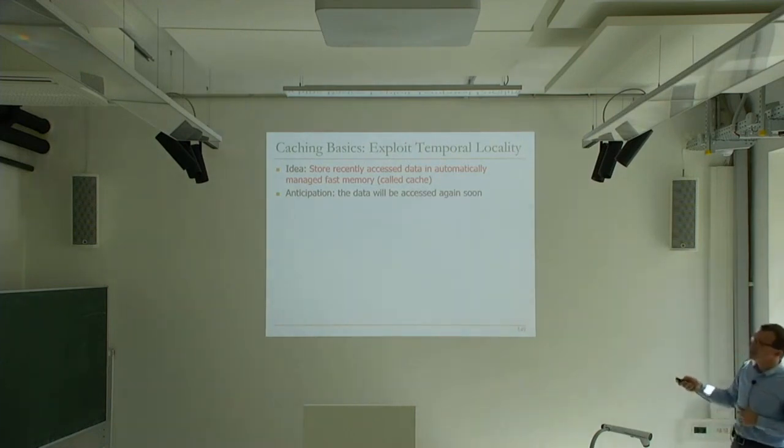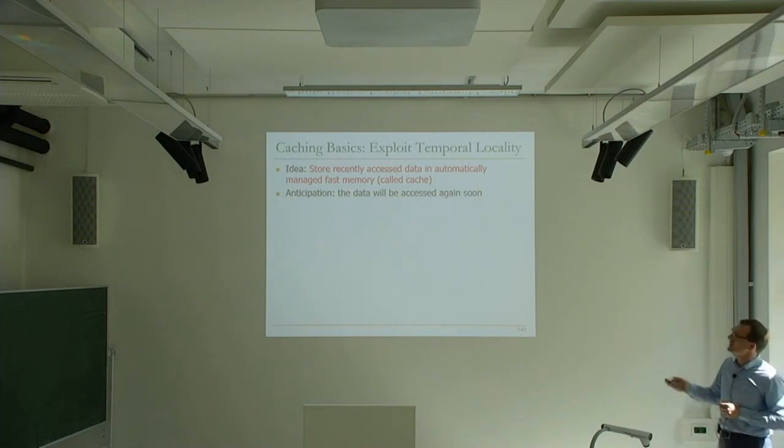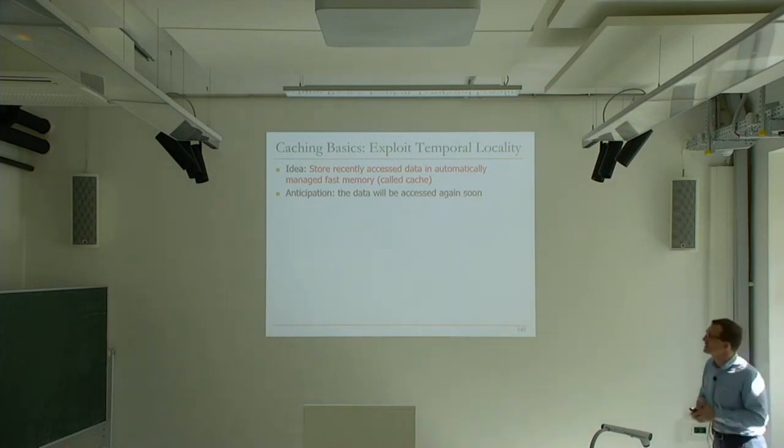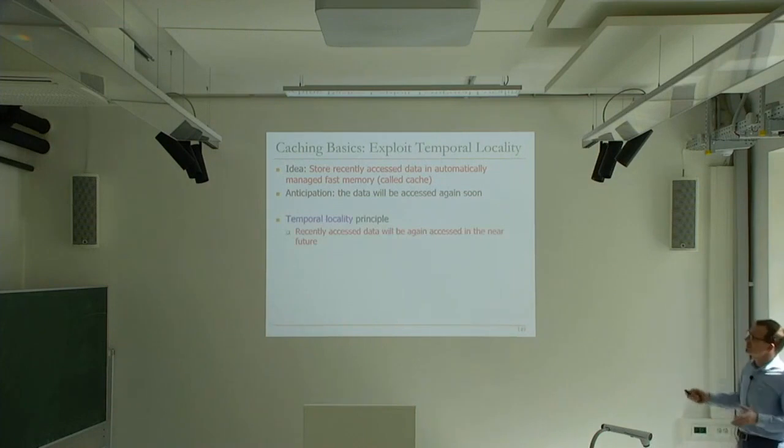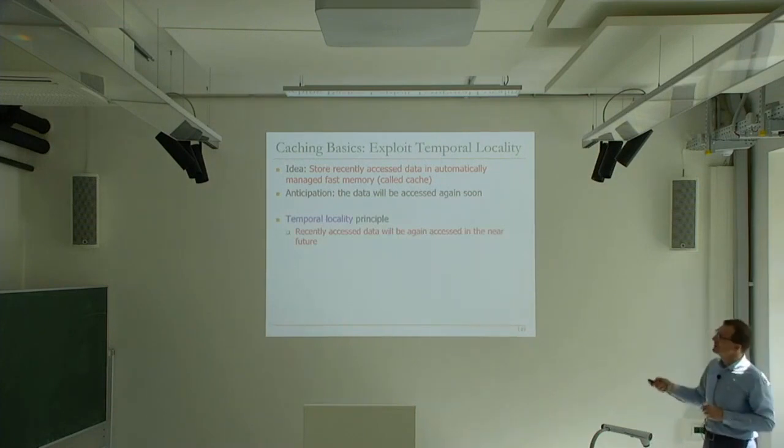But basically, the idea is we want to store recently accessed data in fast memory. Fast memory could be automatically managed. It's called a cache if it's automatically managed. And the anticipation is that that data will be accessed again soon. This is the temporal locality principle, right? Recently accessed data will be accessed again in the near future.